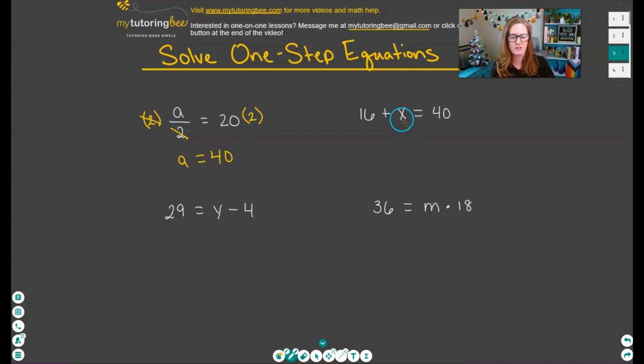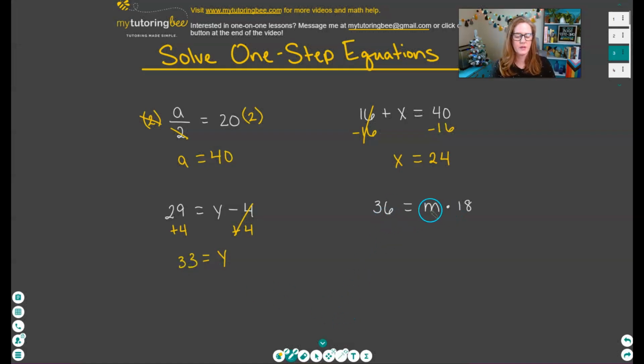All right, here's our variable. 16 is being added to x. So we want to subtract 16 to undo that. These cancel out. That leaves us with x, and then 40 minus 16, let's see, that would be 30, 24. There we go. All right, and then here we have y minus 4. 29 equals y minus 4. We want to undo that subtraction of 4 by adding 4. Again, we're doing it to both sides of the equation. That cancels out there. So then y equals 29 plus 4 equals 33.